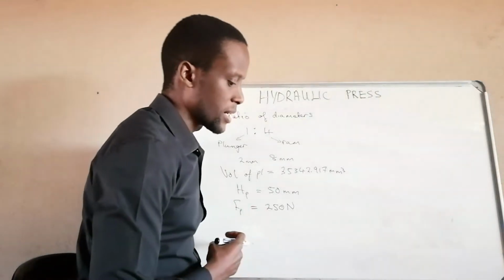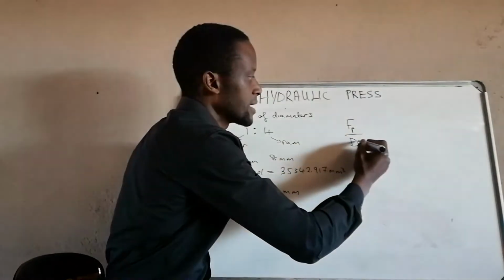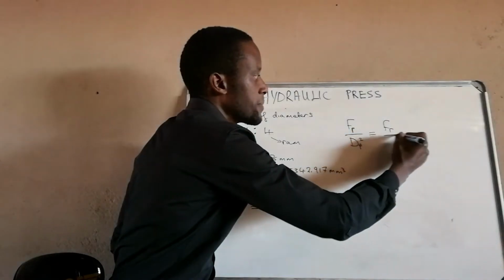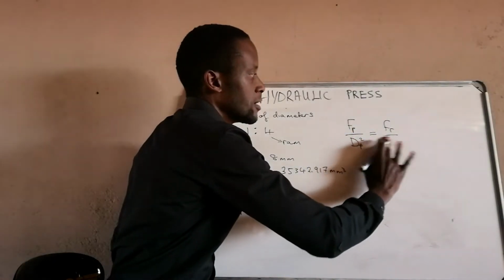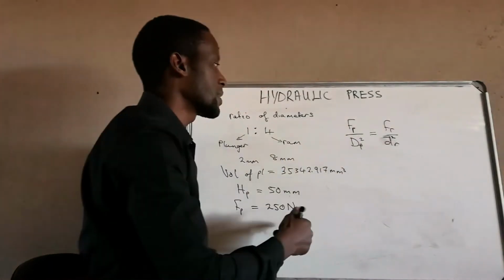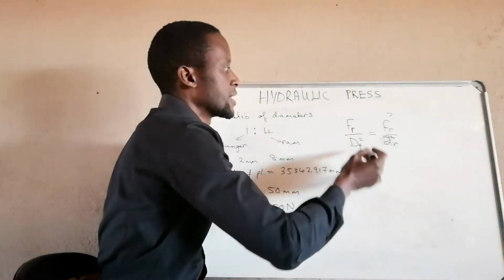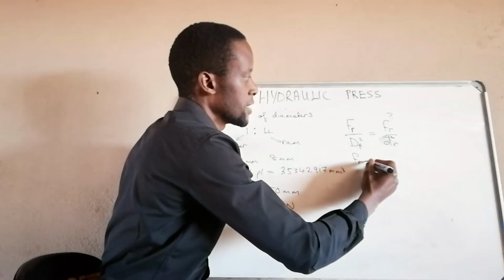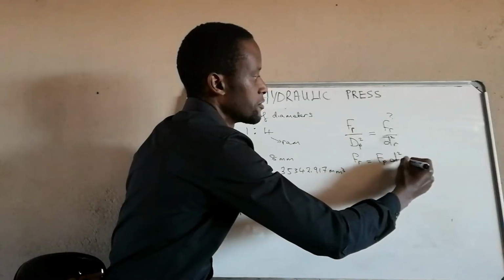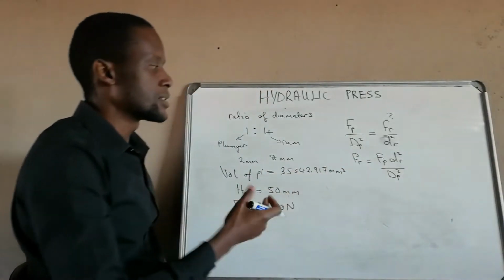So we'll just calculate this one. For the first question, what we are asked is to calculate the force. Now what we said is that the force on the plunger over the diameter of the plunger, don't forget to square, should be equal to the force on the ram over the diameter of the ram squared. What we are looking for is the force that is exerted on the ram. We'll cross multiply. Force on the ram is equal to force on the plunger times the diameter of the ram squared over the diameter of the plunger squared. Okay, that is what we are looking at.